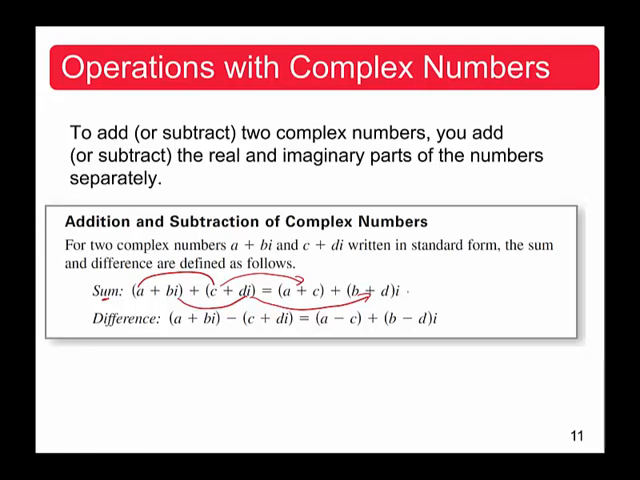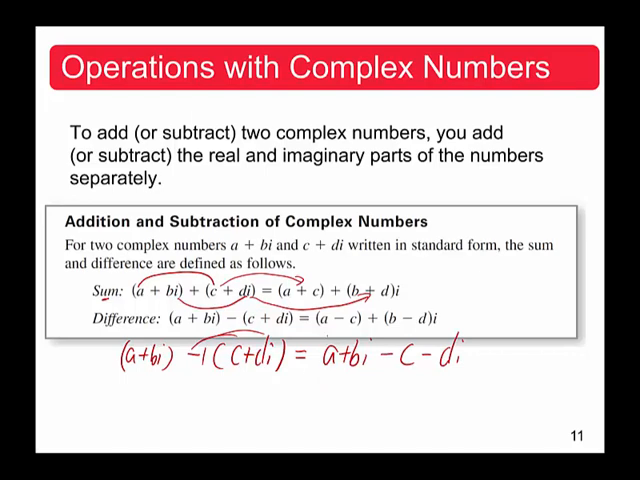And the difference is very similar. Let me just simplify the difference right here: a plus bi minus c plus di. Similarly, first step, get rid of the parentheses. You can put the negative one in the front and distribute it. So it's going to be a plus bi minus c minus di.